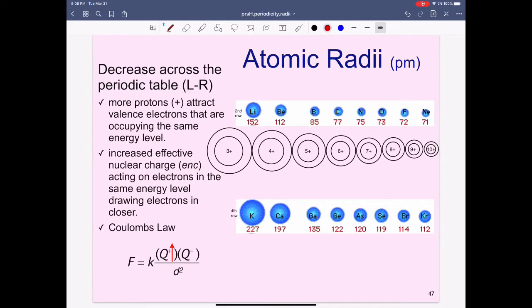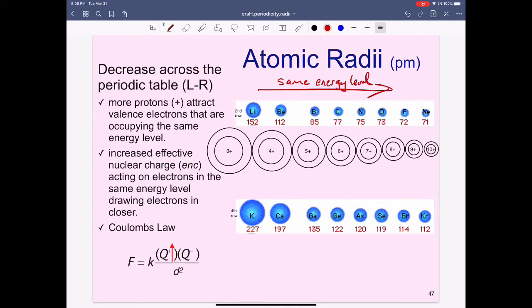Next, let's look at atomic radii as we go across the periodic table. You might think that the number of electrons is increasing, so the atoms should get bigger. You can clearly see they do not. Sometimes students might think that the size of the atoms across the chart would stay the same because they are in the same energy level. And that's important, that we're in the same energy level.